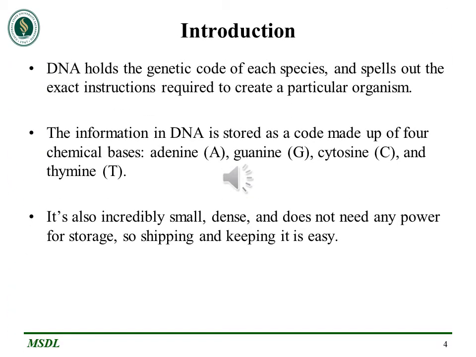As we all know, DNA holds the genetic code of each species and spells out the exact instructions required to create a particular organism. The information in DNA is stored as a code made up of four chemical bases: adenine, guanine, cytosine, and thymine. It's also incredibly small, dense, and does not need any power for storage, so shipping and keeping it is easy.